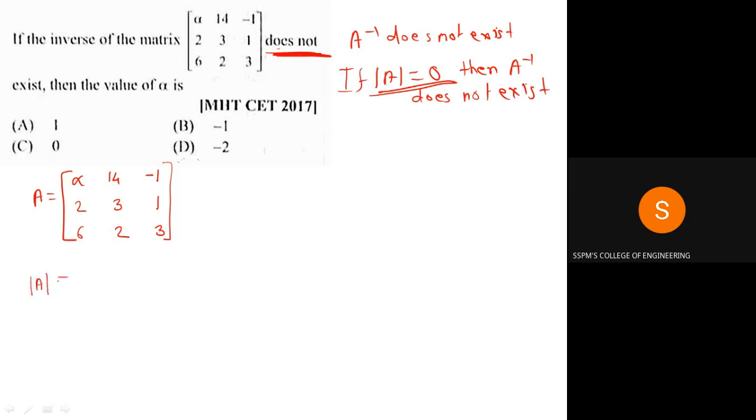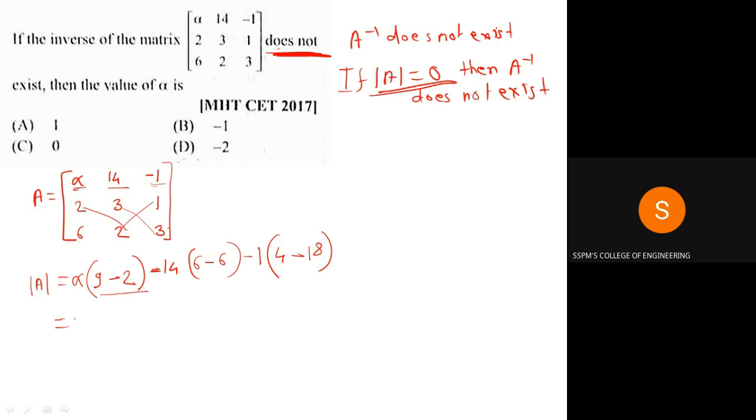So what is the determinant of A? How to find the determinant of a 3 cross 3 matrix? We first consider the first element A11, that is alpha, and alpha into (3 into 3 is 9, minus 1 into 2 is 2). Then we consider the next element and put a minus sign here. So minus 14 into (2 into 3 is 6, minus 1 into 6 is 6). Then plus minus 1, so we will directly write minus 1, into (2 into 2 is 4, minus 3 into 6 is 18). Now we will solve this.